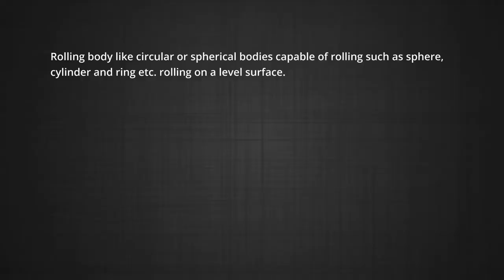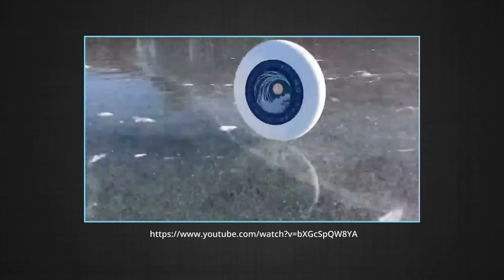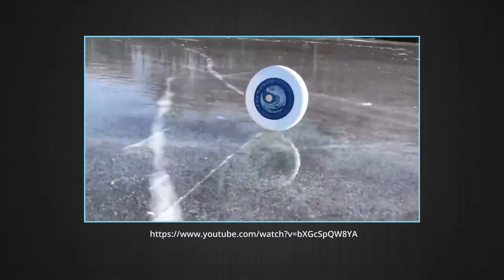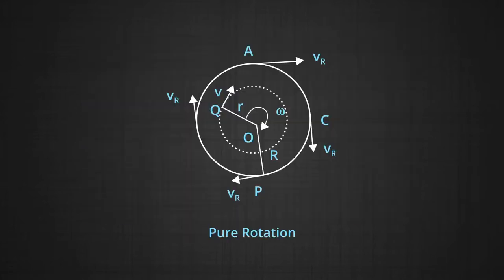We shall begin with the case of a disc rolling along a flat surface. But the results will apply to any rolling object, such as a sphere, cylinder, ring, etc., rolling on a leveled surface. Let us first consider the rotational aspect of a rolling disc or a wheel. Consider a disc undergoing pure rotation about a fixed axis passing through its center with angular velocity omega.